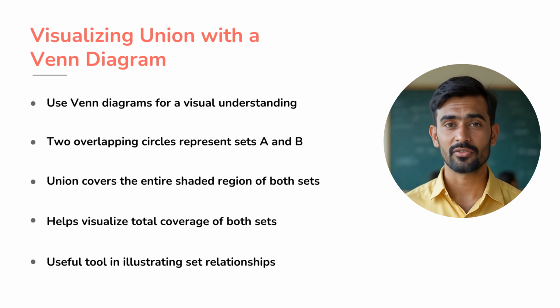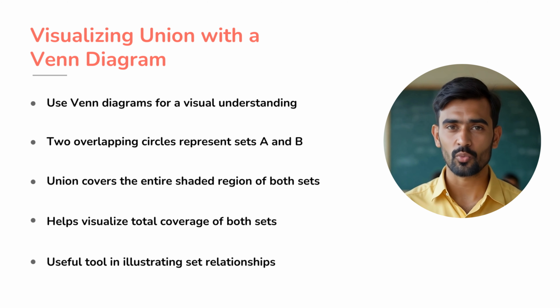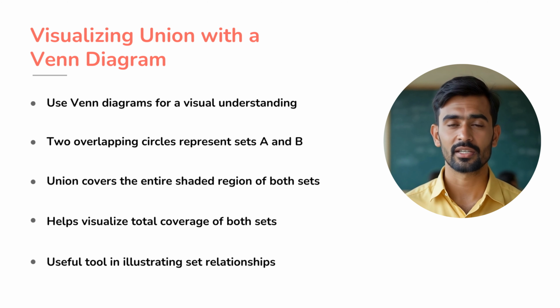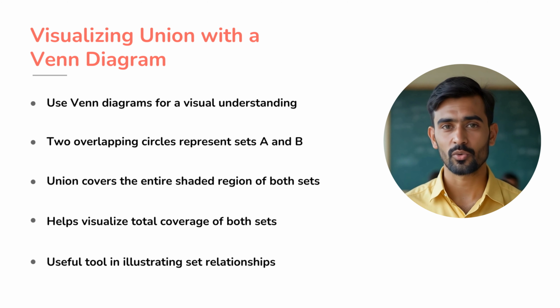Let's imagine this visually using a Venn diagram. Draw a large rectangle to represent the universal set. Now place two overlapping circles inside it, one for A and one for B. The entire shaded region covering both circles represents A ∪ B. This helps us see that we are including every element from both sets, whether it appears in one or both.